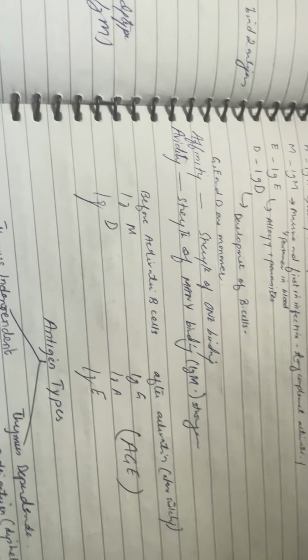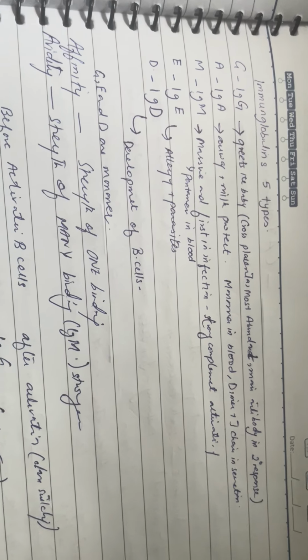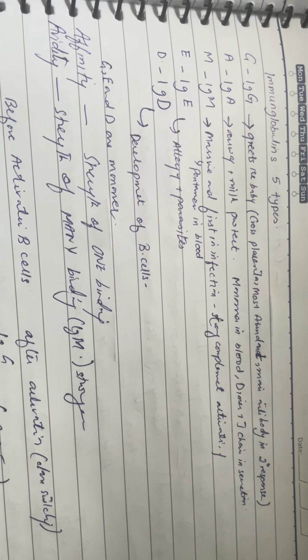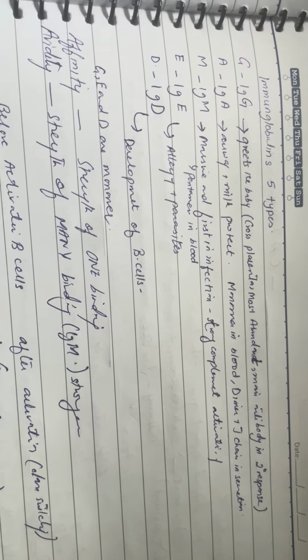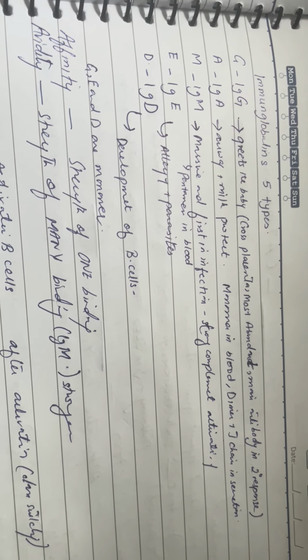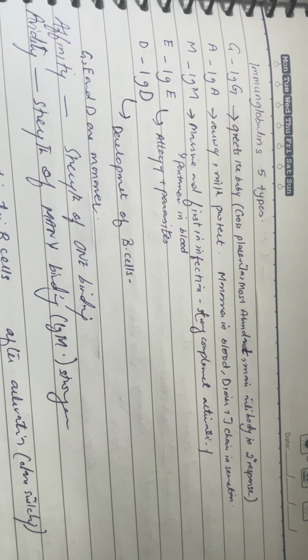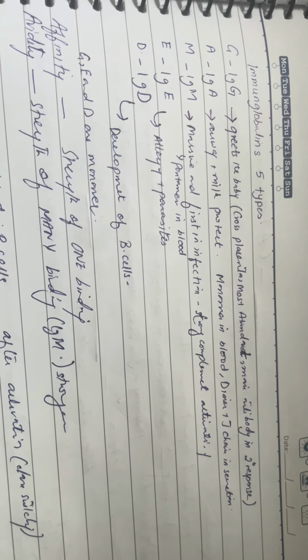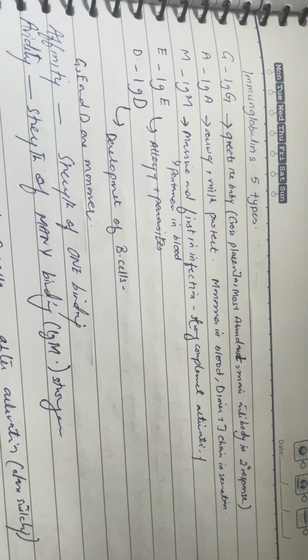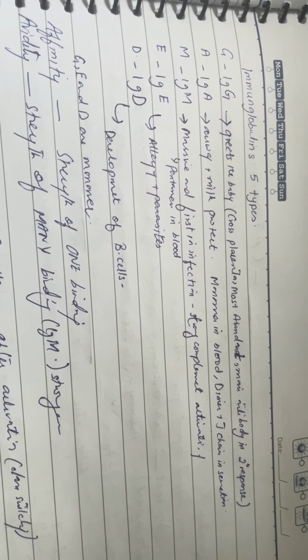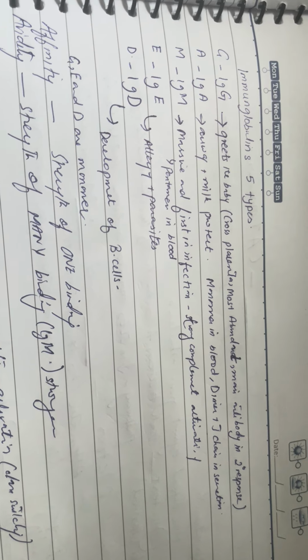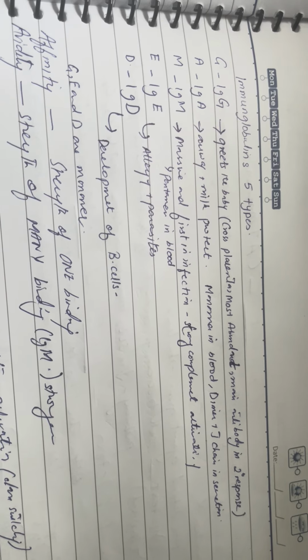Then we have the immunoglobulins. Immunoglobulins are of 5 types. They are IgG, IgA, IgM, IgE, and IgD. GAMED is the mnemonic for the types of immunoglobulin. G is the one that greets the baby, that means it crosses the placenta. It is also the most abundant and the main antibody in the secondary response.